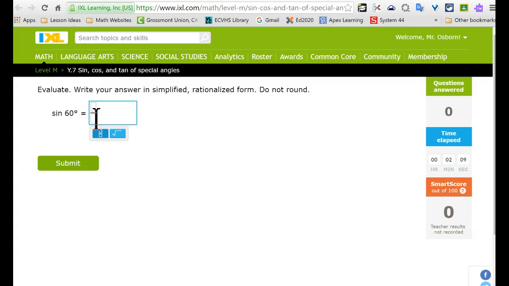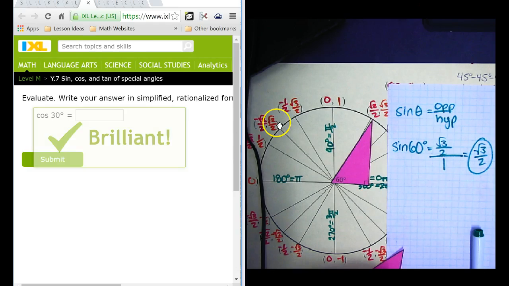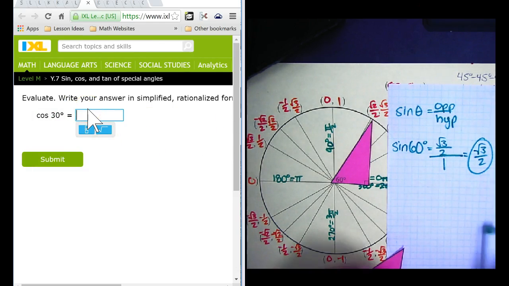So we go ahead, go here, type in square root of 3 over 2. Click submit, and there we go. Okay, so now the next one, cosine of 30.